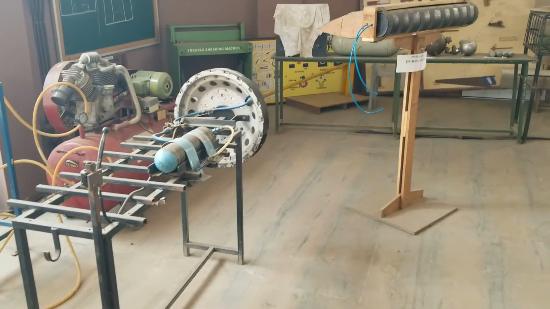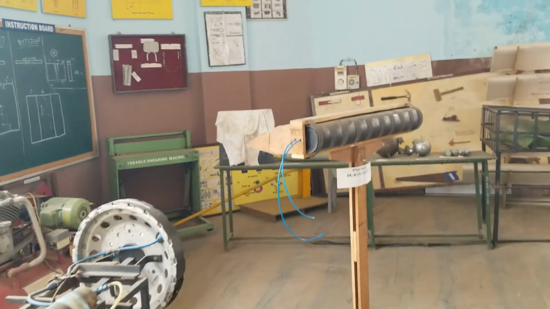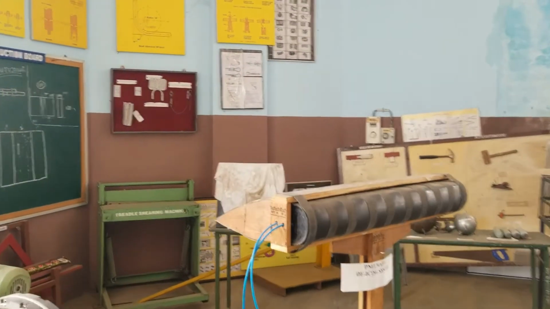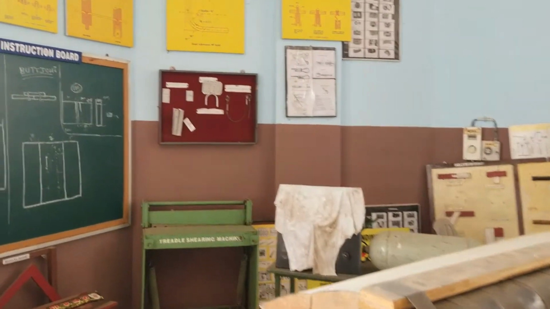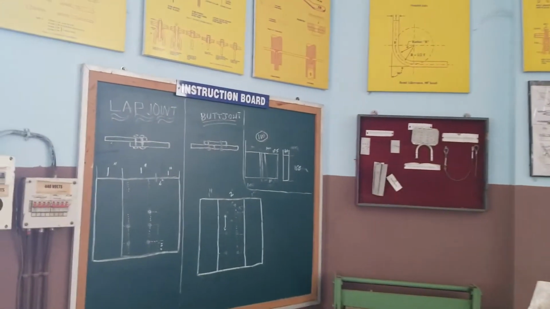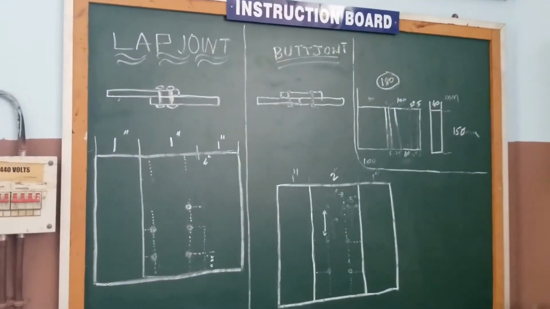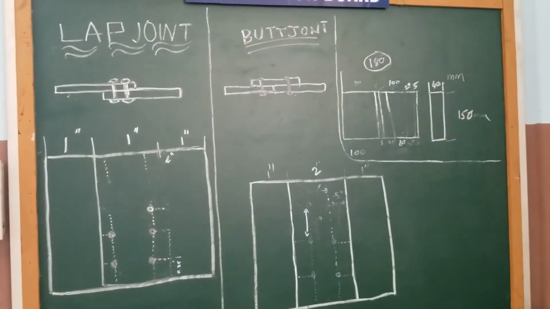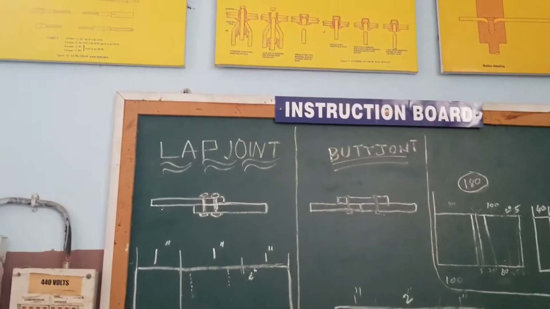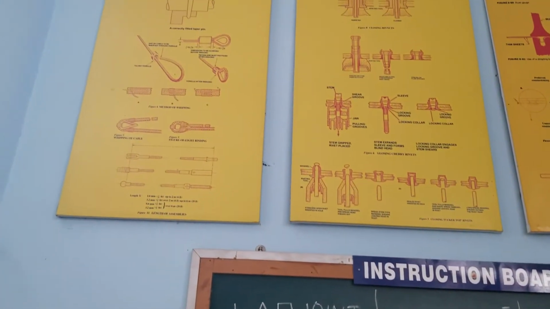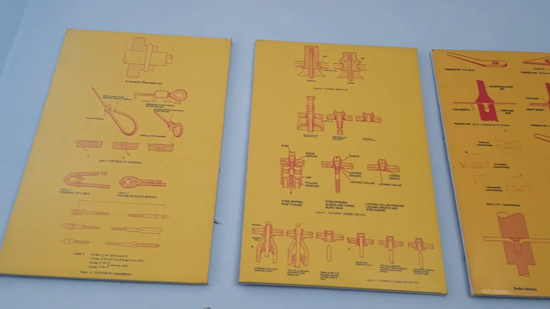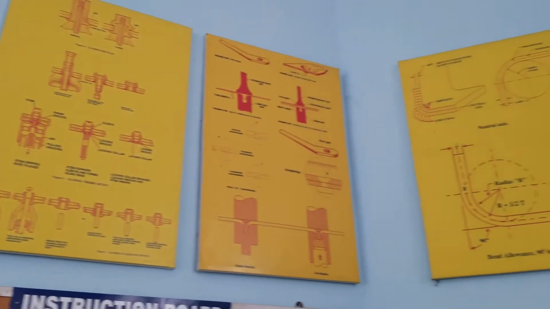Next, this is the de-icing system. Suppose during winter season, due to snow, if the wing is loaded with snow, then how are you going to remove that? That is shown there. Okay.